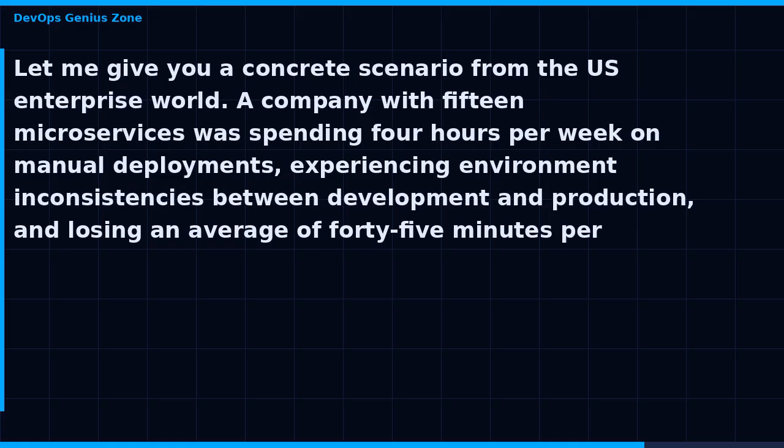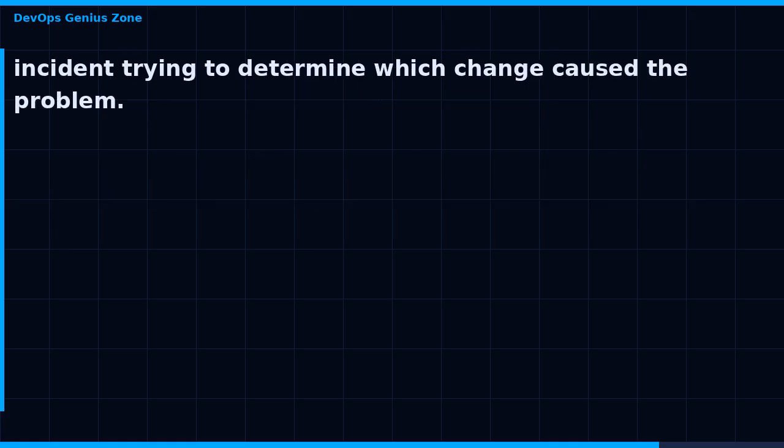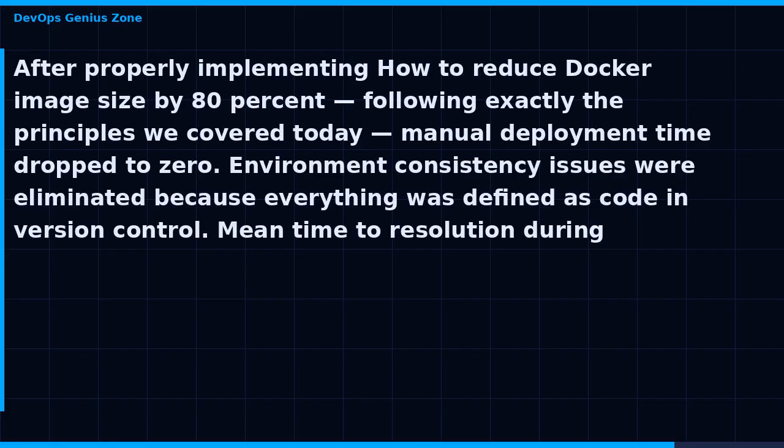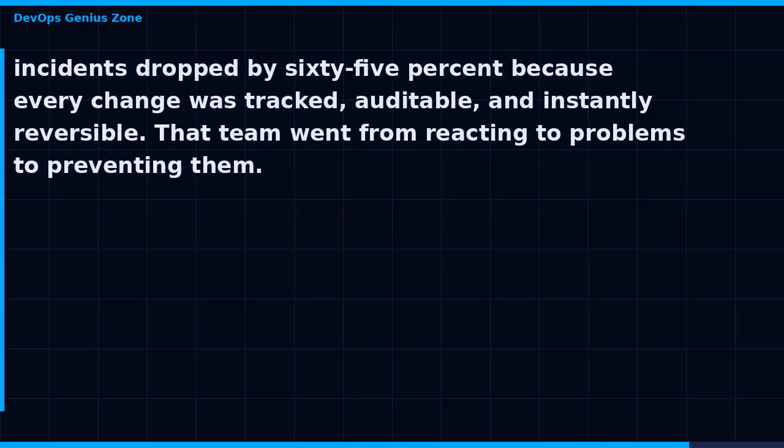After properly implementing how to reduce Docker image size by 80%, following exactly the principles we covered today, manual deployment time dropped to 0. Environment consistency issues were eliminated because everything was defined as code in version control. Mean time to resolution during incidents dropped by 65% because every change was tracked, auditable, and instantly reversible. That team went from reacting to problems to preventing them.